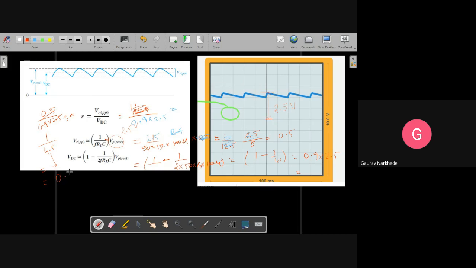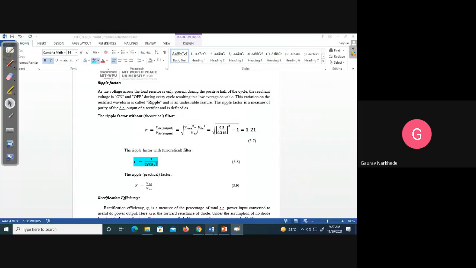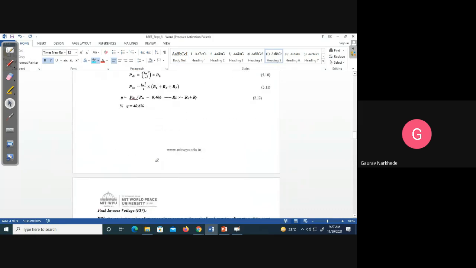It is 0.2, 0.22. Okay, so this is your practical value, right? Yes, sir. This is your practical value, which is coming out from the calculation. So you got your theoretical value, and we have the ripple factor practical value from here.